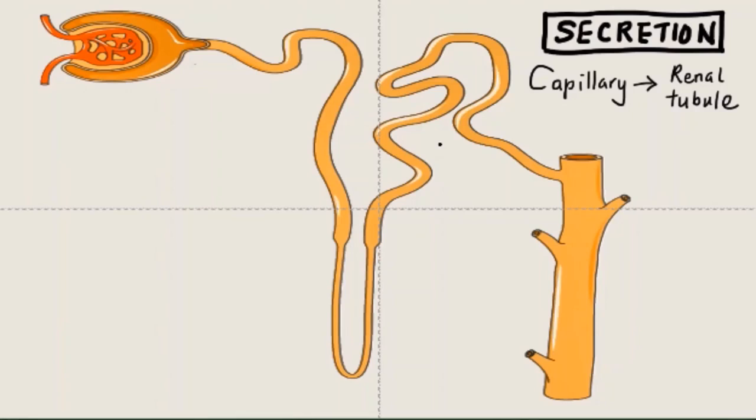Secretion actively takes place at the distal convoluted tubule. Passive diffusion and active transport are involved to secrete substances such as hydrogen ions, potassium ions, ammonia, urea, uric acid, creatinine, and other toxins.